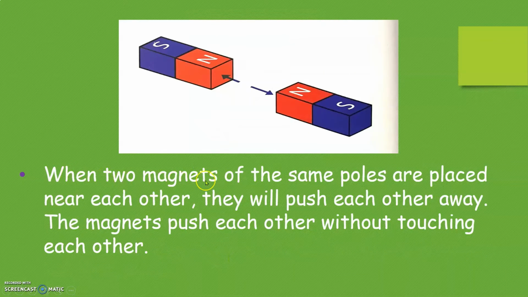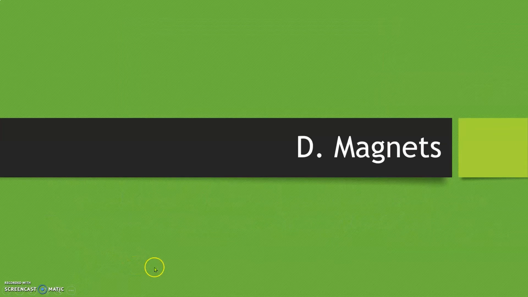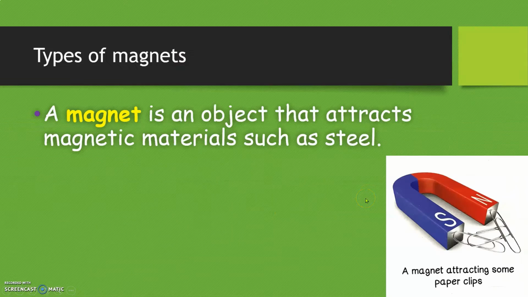When two magnets of the same poles are placed near each other, they will push each other away. The magnets push each other without touching each other. Magnets.